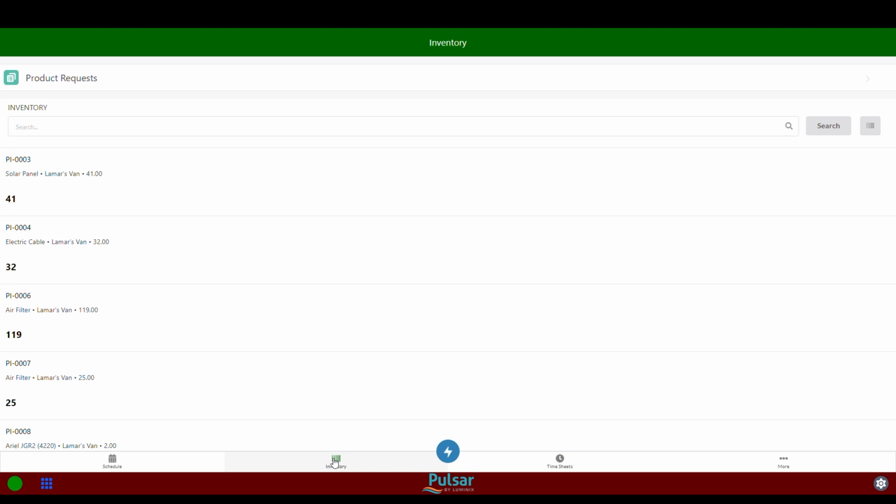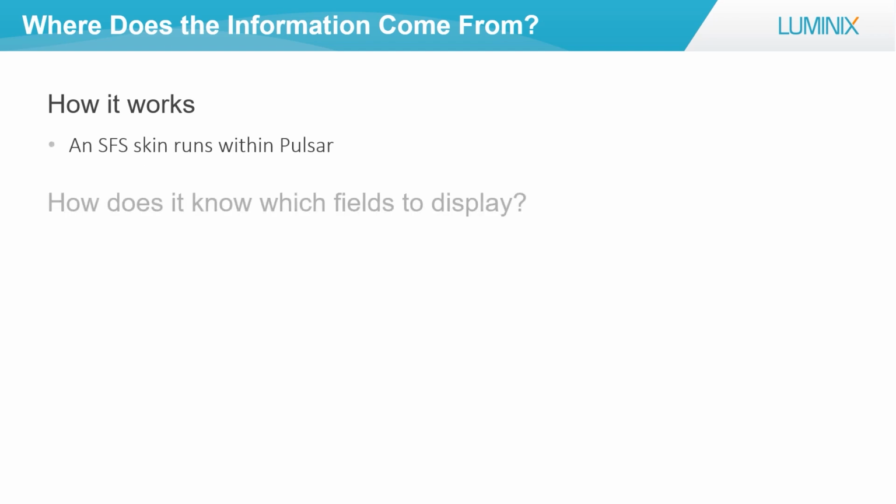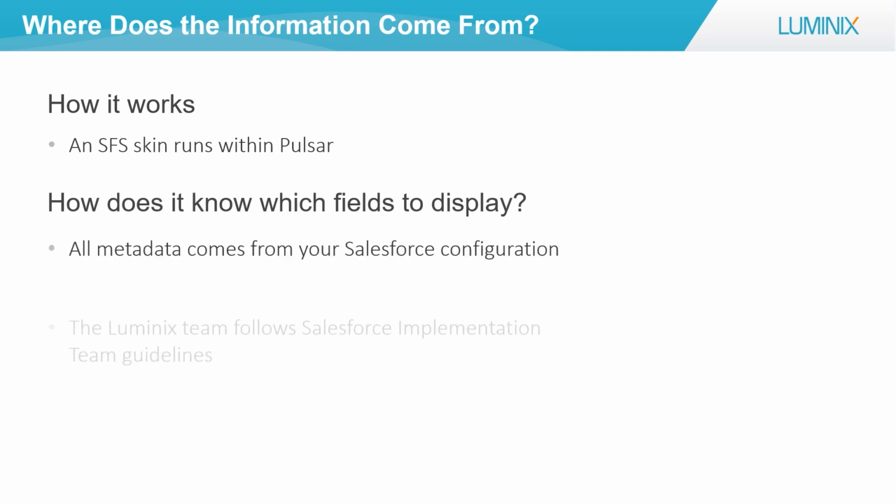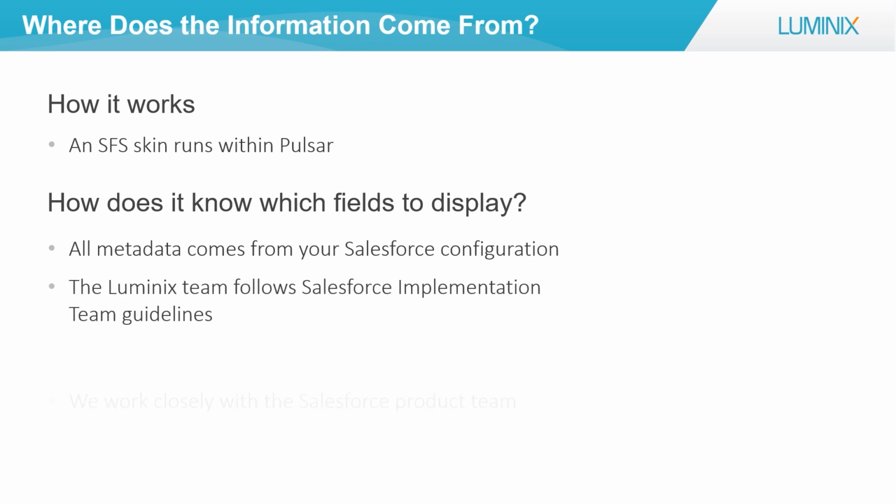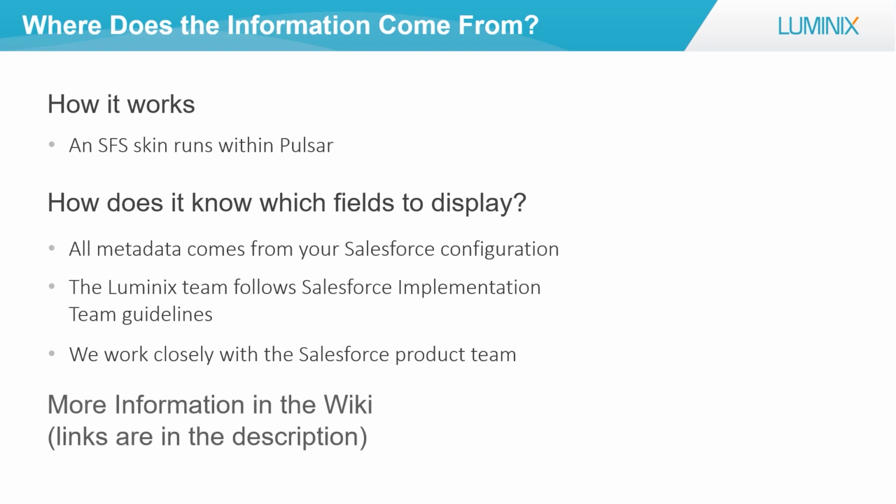And then the inventory tab, here you go. You have all of the inventory. We do support multi-location. And if you have product requests, you can access those and product request list views. And a quick word about that, right? So we are building this SFS skin to run within Pulsar, and it's using metadata from Salesforce, basically. And the SFS link on our wiki talks about that. How does it know what fields show here, right? We're not hard coding these. We're following Salesforce's implementation guidelines. Their product team works with us to let us know what shows up here.